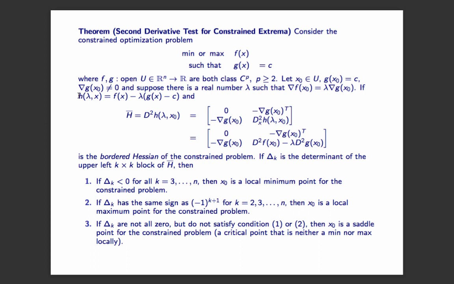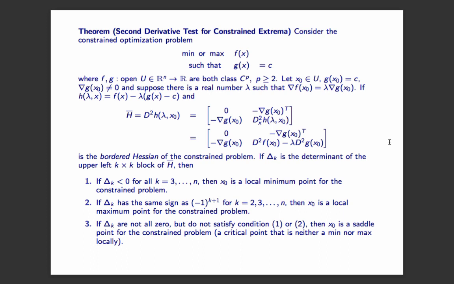And given the definition of h, the Hessian of h with respect to x is just the Hessian of f at x naught minus the Lagrange multiplier scaling of the Hessian of g at x naught. And so we call this matrix the bordered Hessian of the constraint problem.